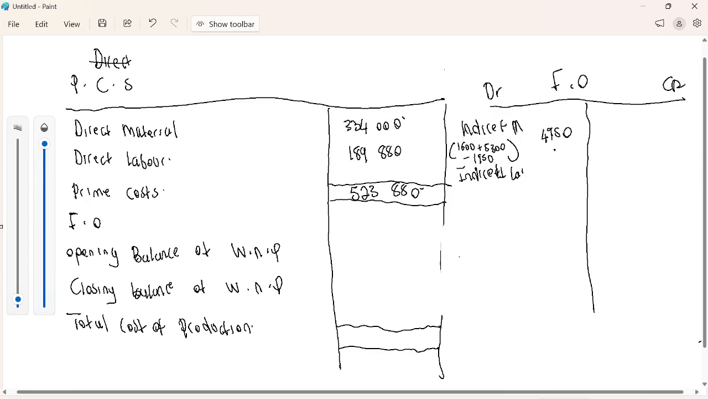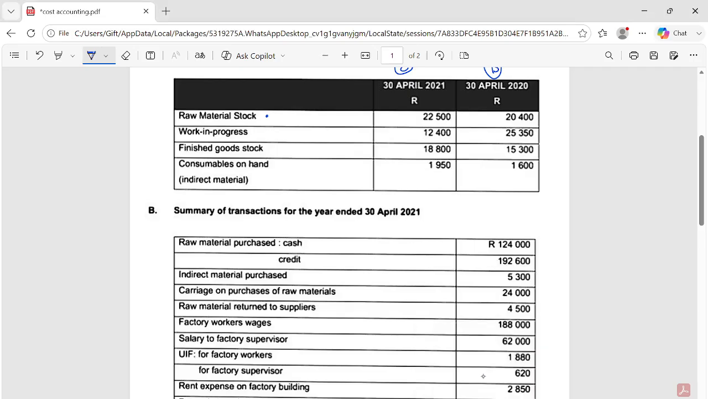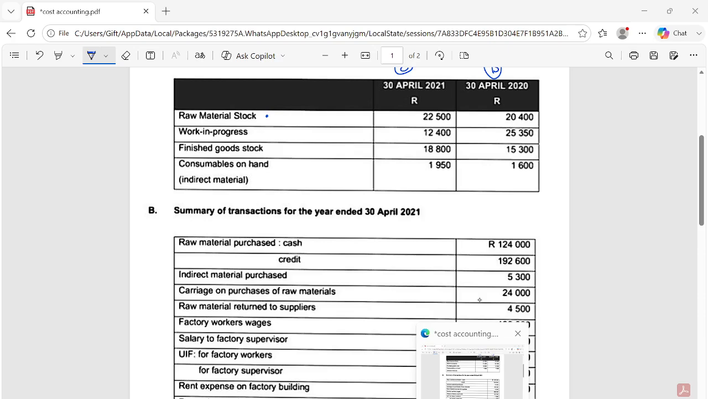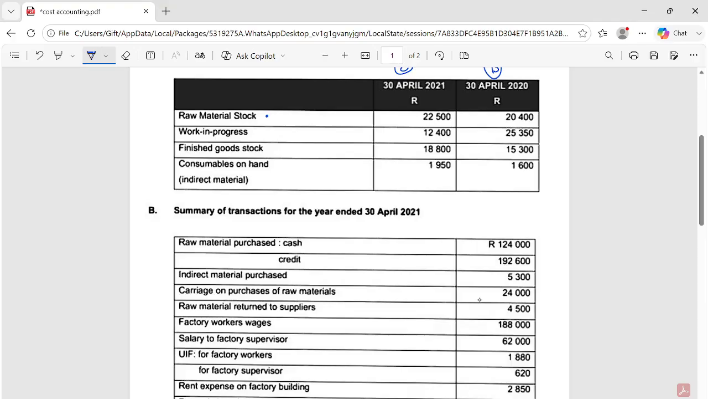So my indirect material will be 4,950, and then my indirect labor, remember supervisor and also the contributions relating to the supervisor. So I'm having a supervisor which is 62,000 plus 620. That would be my indirect labor. So I'm having 62,620. Right? Then I'm going to the other expenses that relates to the factory. This is covered. This one is covered. Remove.